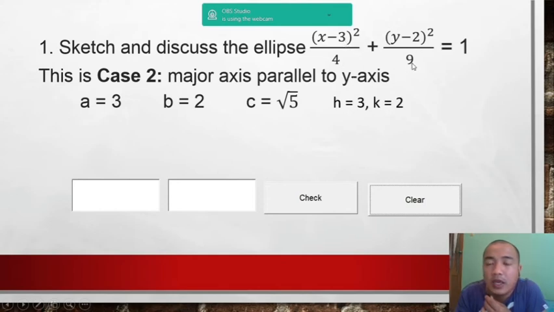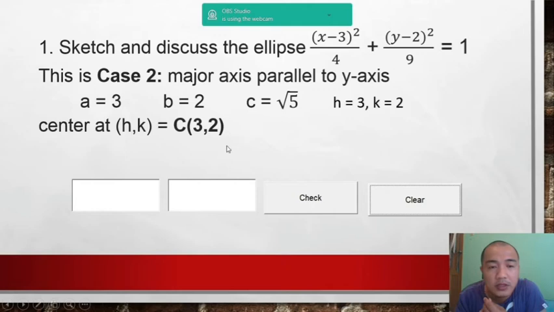a is the square root of 9, which is 3. And b is the square root of 4, which is 2. And c is the square root of 9 minus 4, which is the square root of 5. So, center (3, 2).